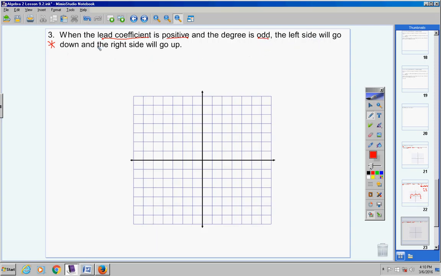go down and the right side will go up. Okay, so please copy that in your notes. I'm going to continue on like I always do. If you can listen and copy it down, that's fine. If you want to pause the video, that's fine also, okay?